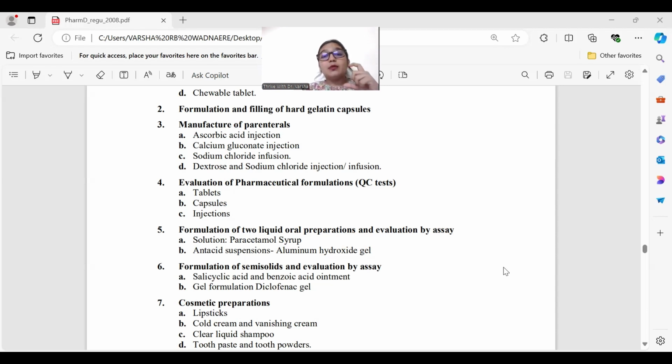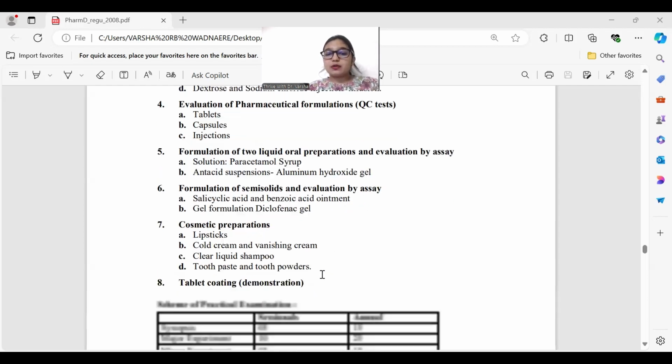That's why we'll be learning the pharmaceutical analysis subject, because we are going to deal with patients, we are going to deal with someone's life. So we should be doing thousands of tests to make sure that each and every ingredient and product that is received by a patient is potent. Then the sixth experiment, that is formulation of semi-solids and evaluation by assay.